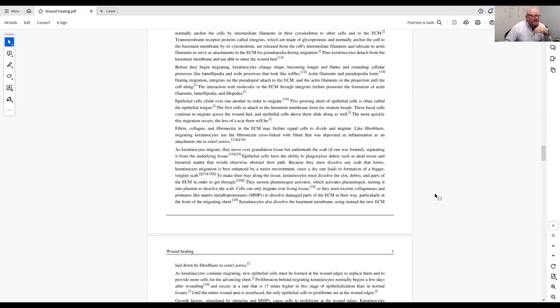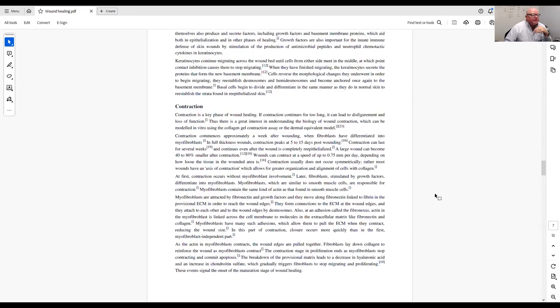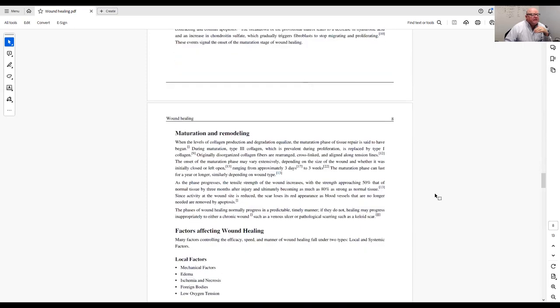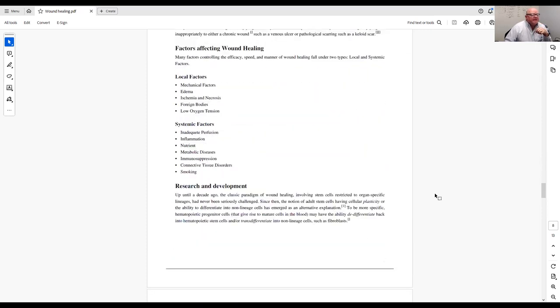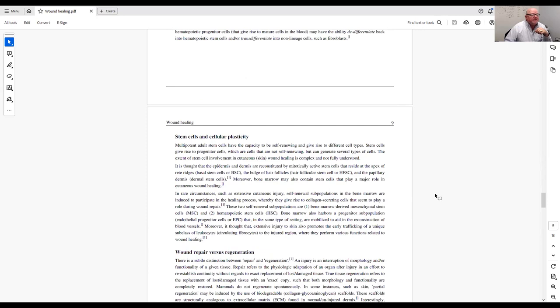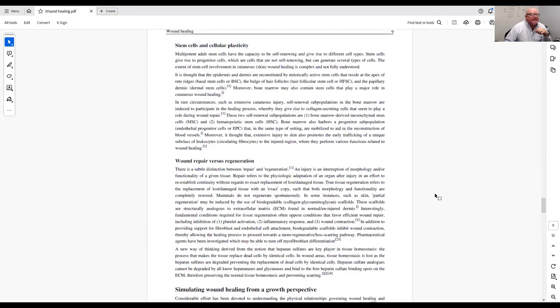And so epithelialization, contraction, maturation. So now you go into the rehab or remodeling, maturation and remodeling phase, factors affecting wound healing. Okay, research and development, stem cell, plasticity. We pay a lot of attention to plasticity with permanent problems.